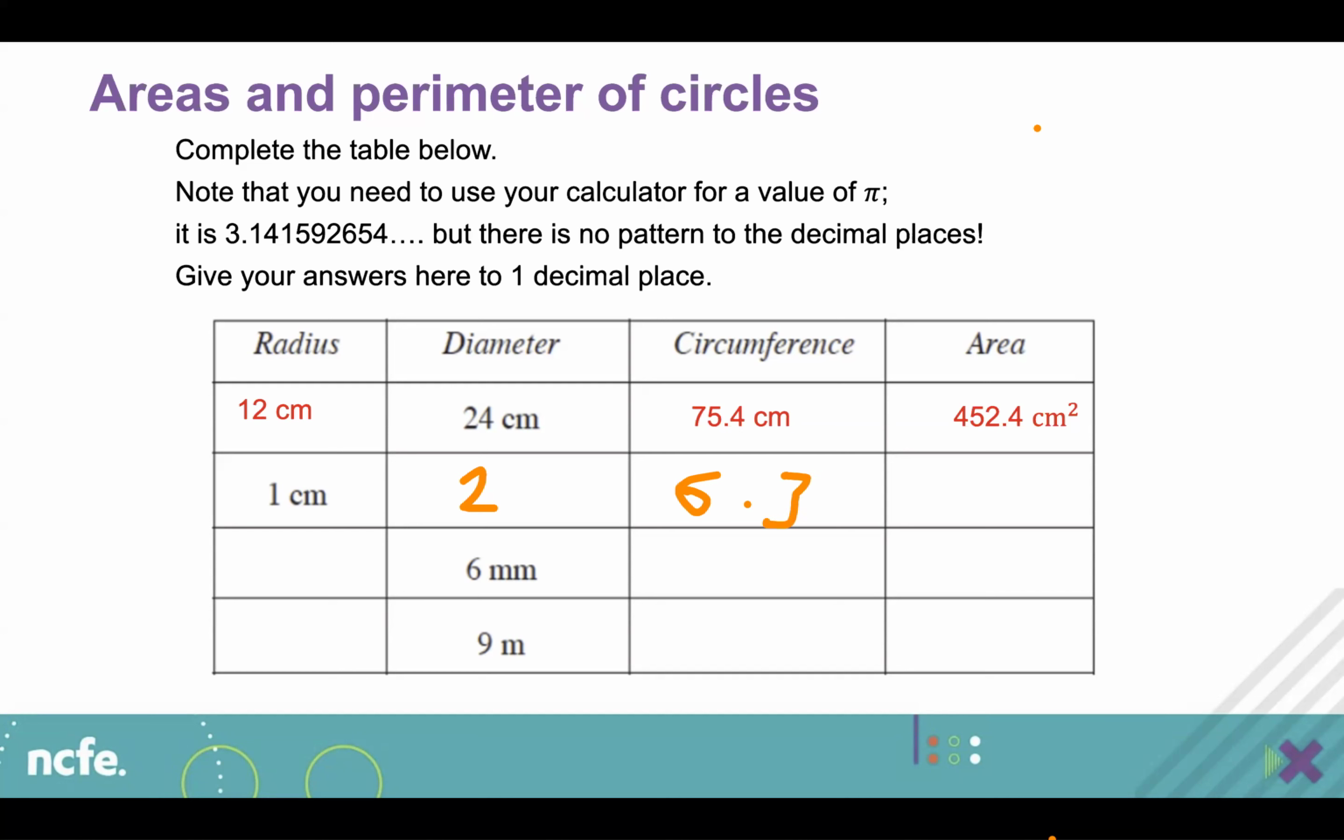And the area is pi r squared. So r is 1, so it would be 1 times pi, which is 3.1.